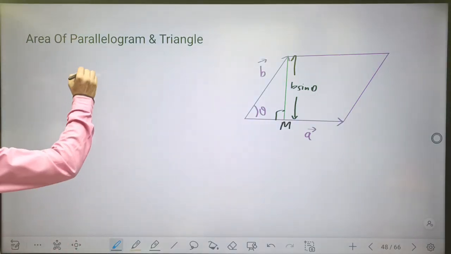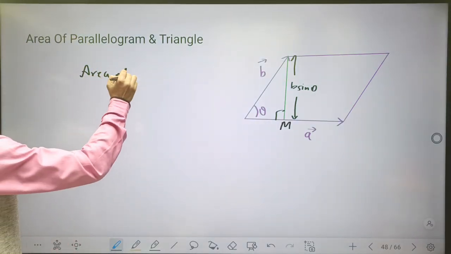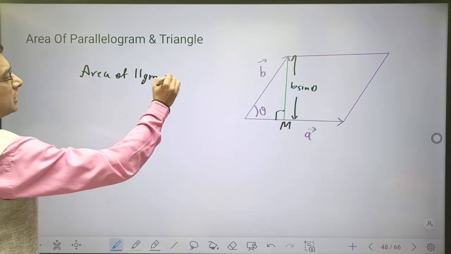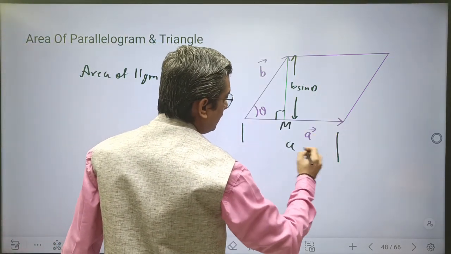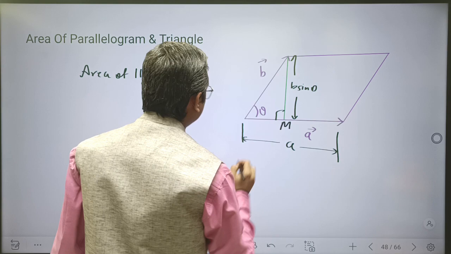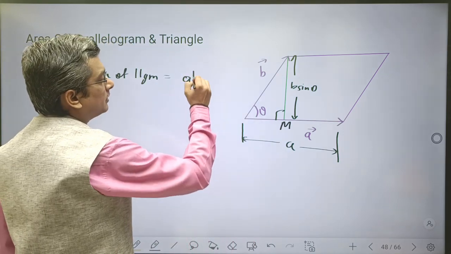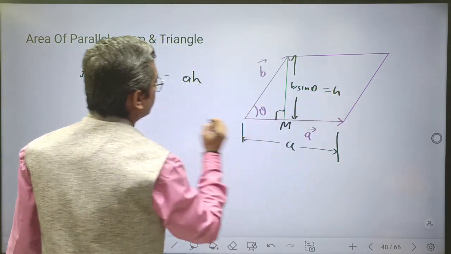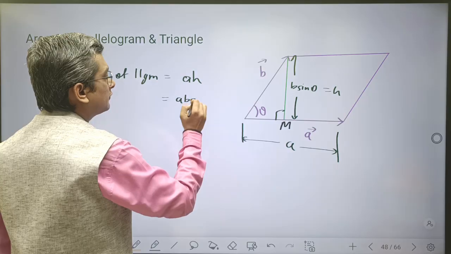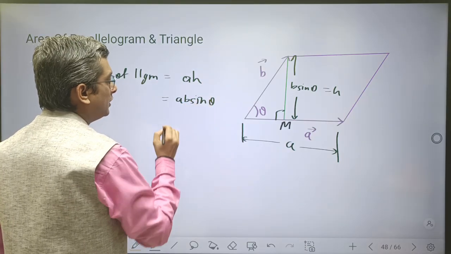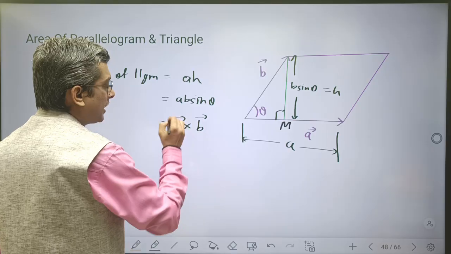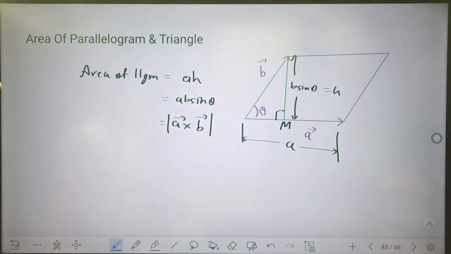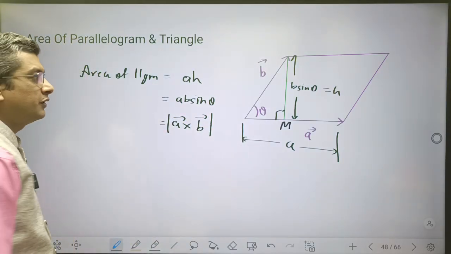So if I write the area of the parallelogram, this will be A, this is the side length, base is A, multiplied by height. This is the area of the parallelogram. So this is equal to height h, and here it is given by AB sine theta. So this AB sine theta is nothing but the magnitude of A cross B, isn't it? So the area of the parallelogram is the magnitude of A cross B.